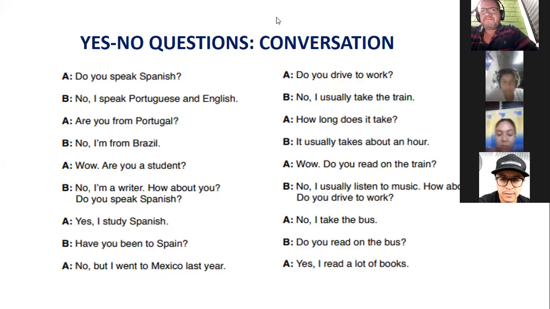Do you drive to work? No, I usually take the train. How long does it take? It usually takes about an hour. Hour, okay.